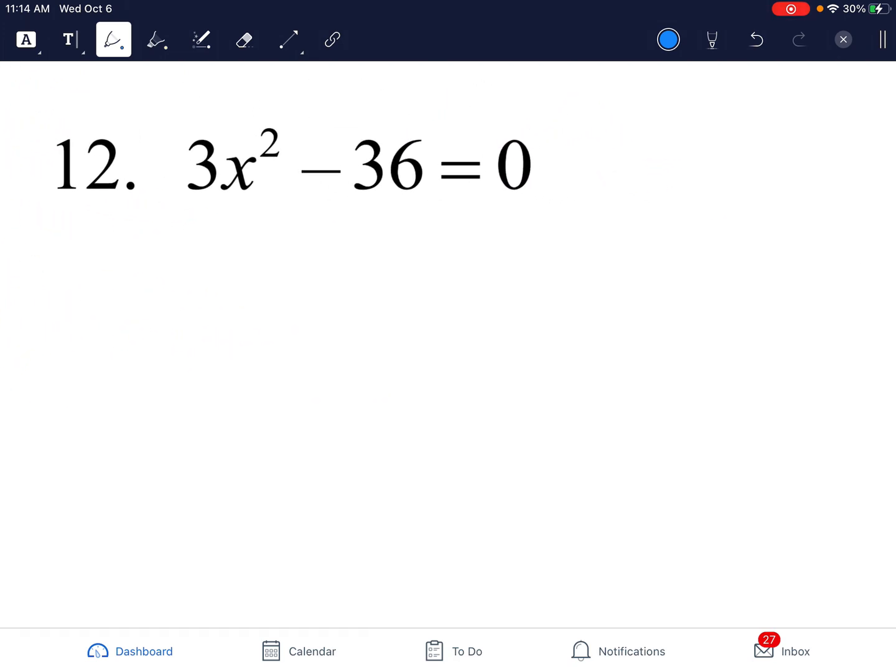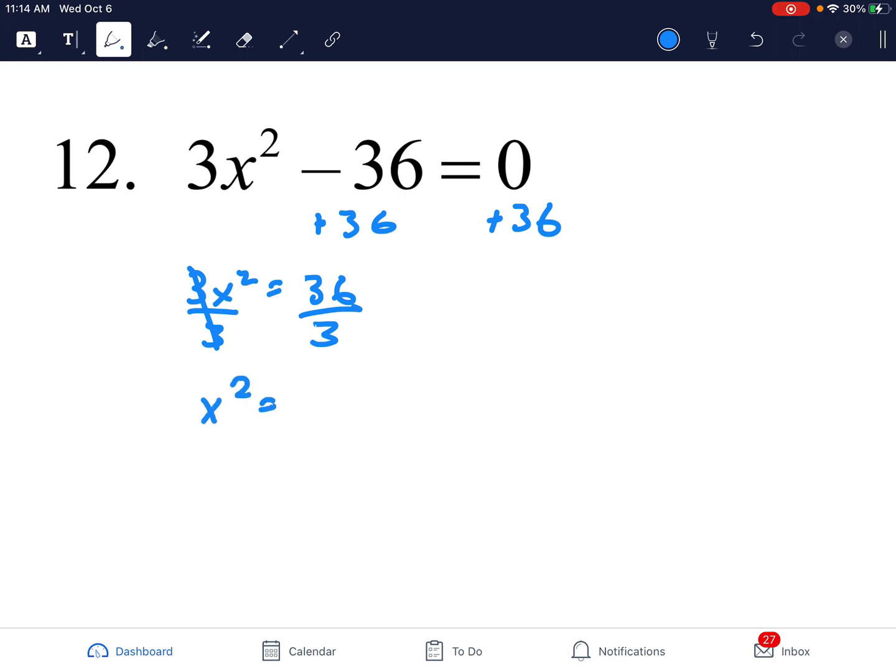All right, next one, we're going to use solving using square roots. So what we're going to do first is we're going to add 36, because we want to get the x squared term by itself. So I have 3x squared equals 36. I got to divide both sides by 3. I have to get the x squared term by itself. A lot of people are square rooting the 3x squared. Don't do that. So x squared is equal to 36 divided by 3, which is 12.